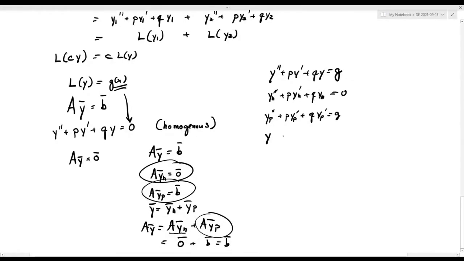And then all solutions can be written as the function which satisfies the homogeneous equation plus a particular solution to the original. So all solutions can be written as homogeneous plus particular. But that's the broad view.